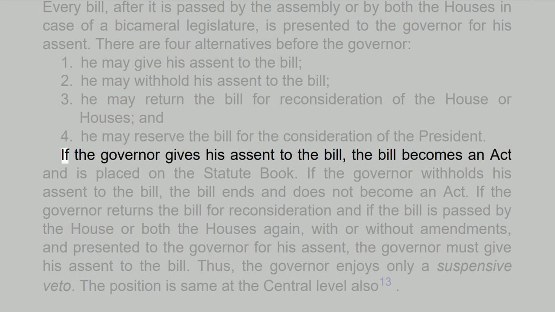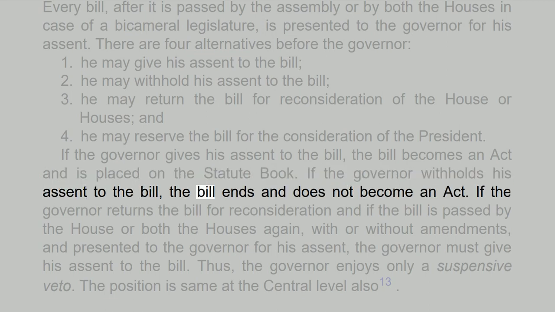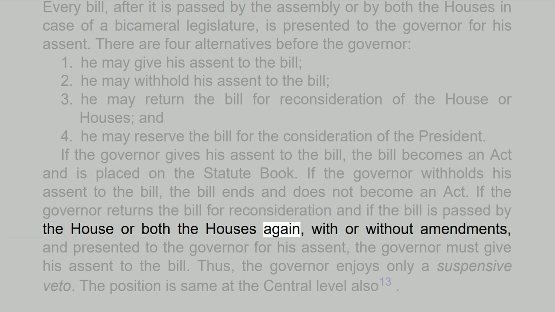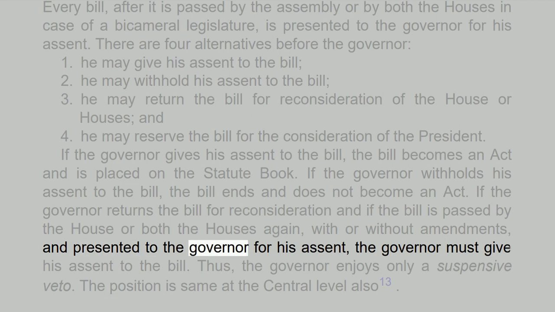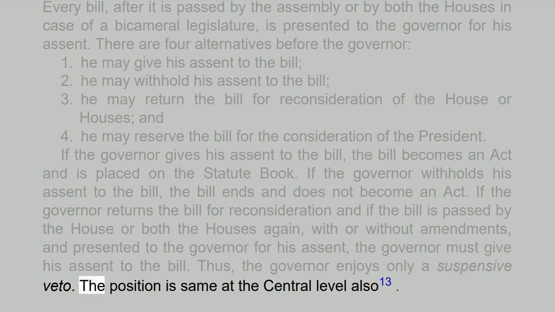If the governor gives his assent, the bill becomes an act and is placed on the statute book. If the governor withholds his assent, the bill ends and does not become an act. If the governor returns the bill for reconsideration and if the bill is passed by the House or both the houses again, with or without amendments, and presented to the governor for his assent, the governor must give his assent to the bill. Thus, the governor enjoys only a suspensive veto. The position is the same at the central level also.